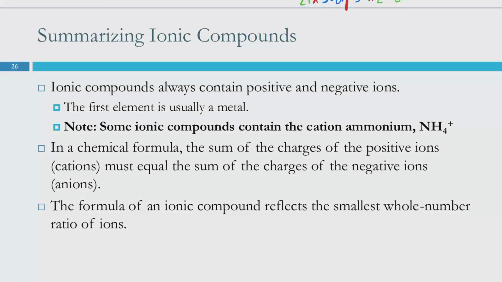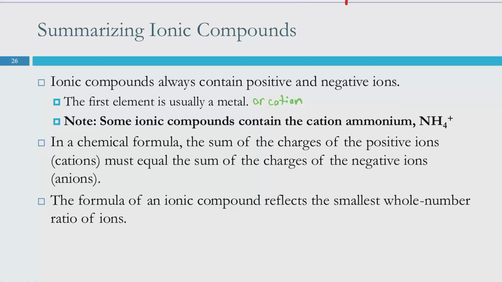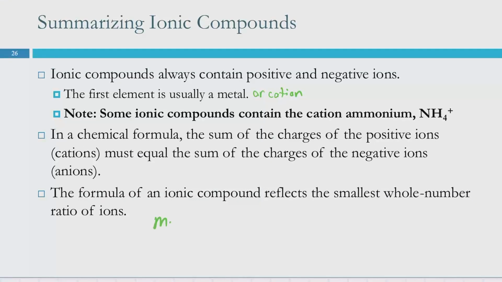Ionic compounds are always going to have positive and negative ions. The first element is usually the metal or cation. It's not always. So if we have the ammonium cation, NH4+, that often gets put at the back, or it can be put on the back end. So metal first, nonmetal after, for the chemical formulas.